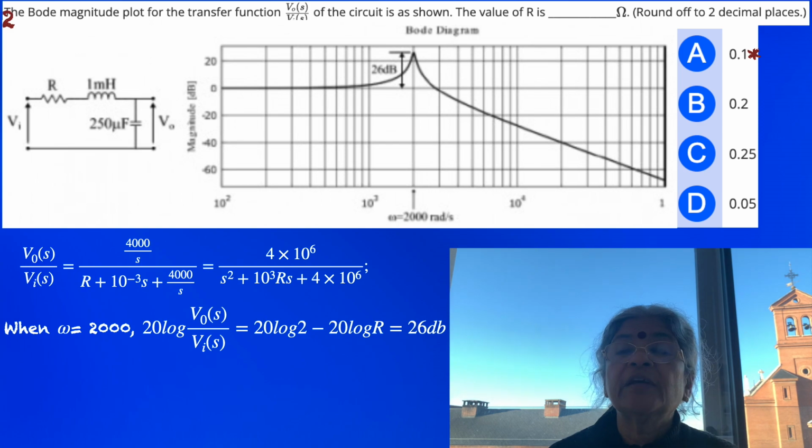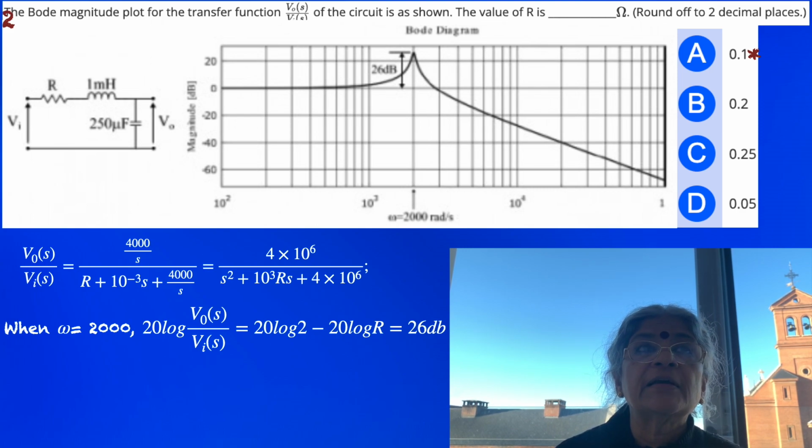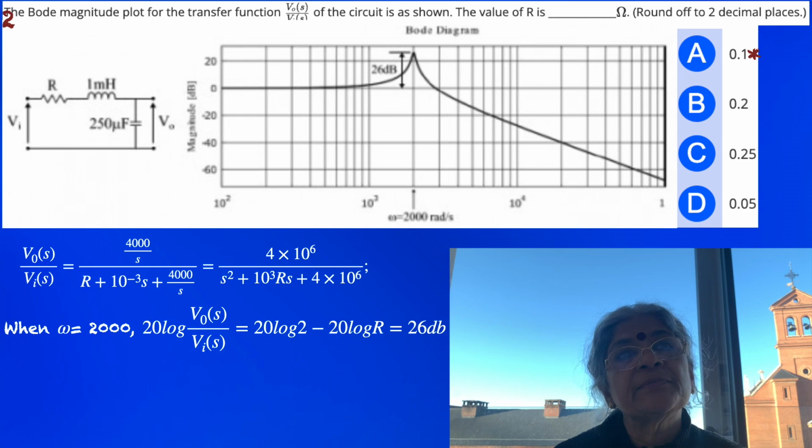So what is Vo(s) by Vi(s)? We have done it before. 1 by Cs divided by R plus sL plus 1 by Cs, and then take the s downwards such that we have s square L. Take out L, okay, such that you get s square plus 2 eta omega n s plus omega n square.